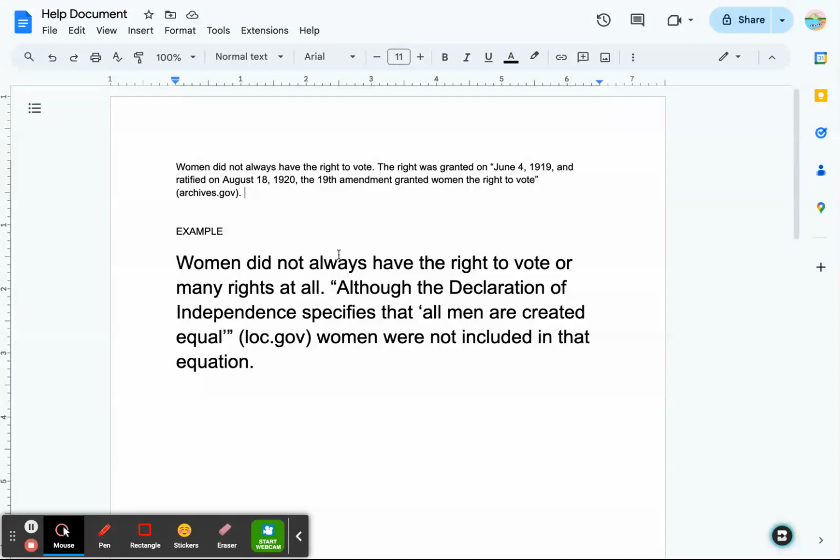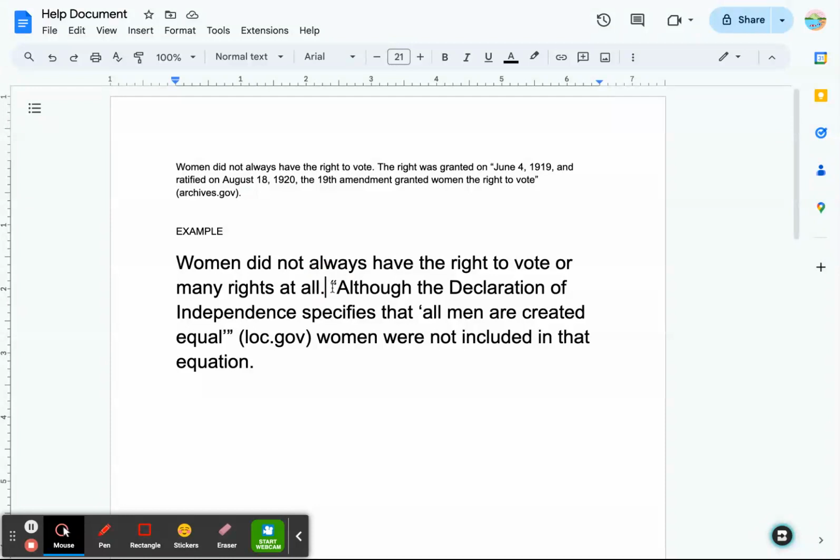All right, now for something a little bit more complicated, a little bit more complex. For example, my thought from my essay is women did not always have the right to vote or many rights at all. I'm going to lead right into my quote here because I like that. You can do whatever you want. It's one idea. Quote, although the Declaration of Independence specifies that all men are created equal, women were not included in that equation. So as you can see, again, this is advanced.